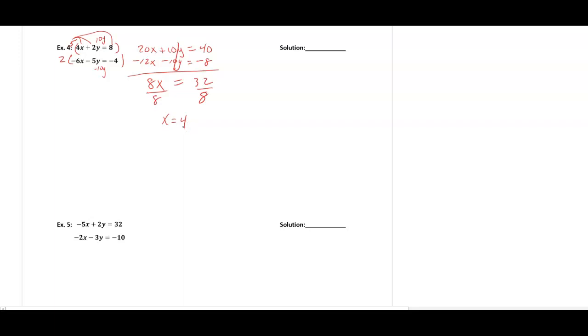Once I have the value of x, I can plug it back in. 4 times the value of x I have is 4 times 4, so 16 plus 2y equals 8. Subtract 16. 2y equals negative 8. Divide by 2. y is negative 4. Ordered pair solution 4, negative 4.